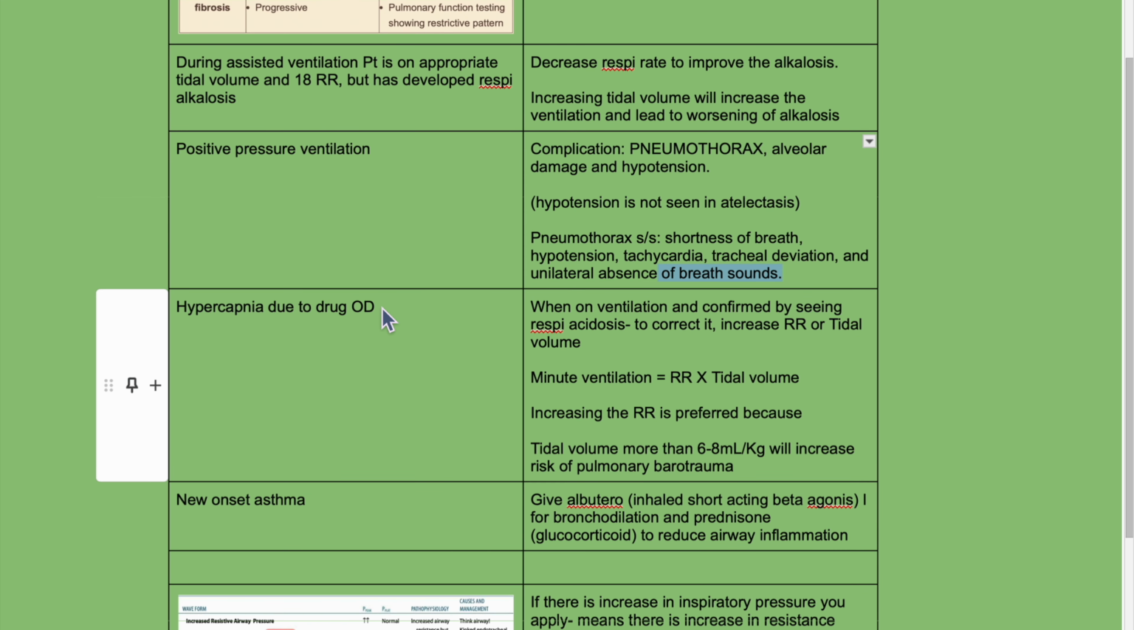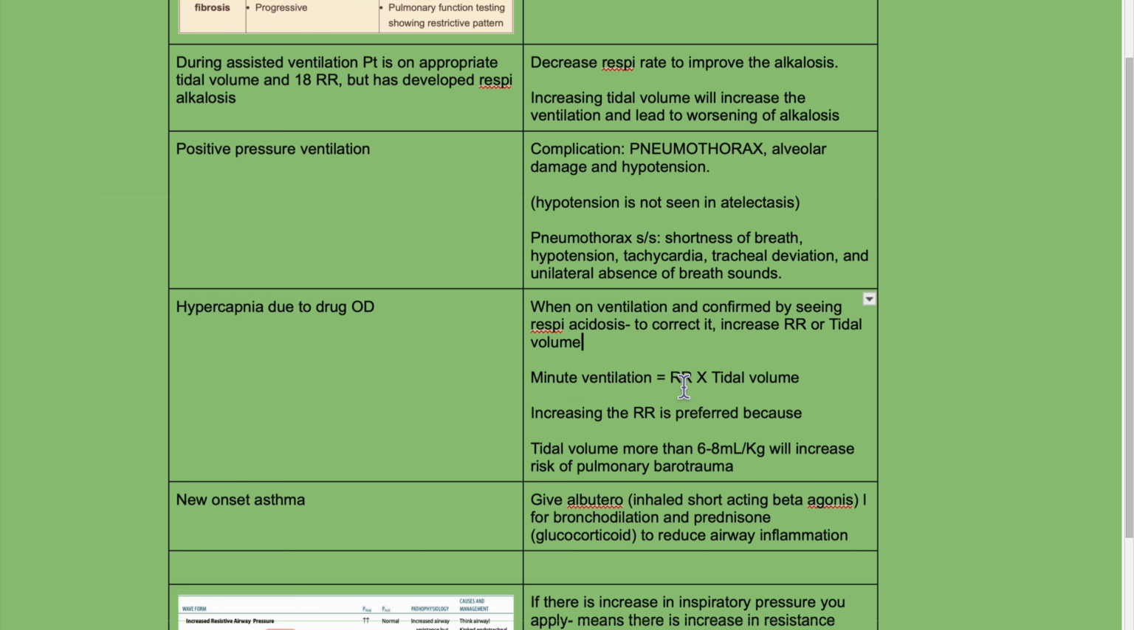Hypercapnia due to drug overdose. They overdosed and now they have hypercapnia because there's a buildup of carbon dioxide in the body from respiratory depression. So when they're on ventilation and you confirm respiratory acidosis by seeing it, to correct it, increase the respiratory rate or tidal volume. Either or.